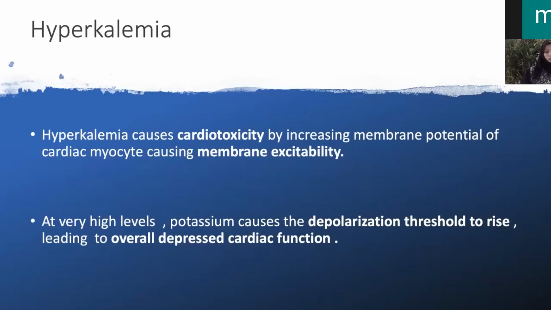And here, the worrisome part of hyperkalemia. Initially, hyperkalemia in the early phases can cause cardiac toxicity by increasing the membrane potential of cardiac myocytes. So initially, the heart will be excited. It will increase the excitability and decrease the threshold for any risky arrhythmias. And then, after prolonged exposure to hyperkalemia and at very high levels, potassium will cause the depolarization threshold to rise again, leading to overall cardiac function depression, then cardiac arrest, asystole, and others. So this is how hyperkalemia basically affects the heart.